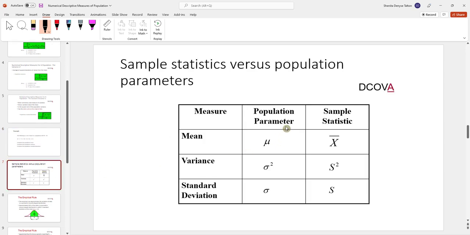So once again, when we deal with population parameters, we deal with Greek letters. When we deal with sample statistics, we just deal with regular alphabet letters. For example, for mean it is X bar. For variance, it's the letter S.